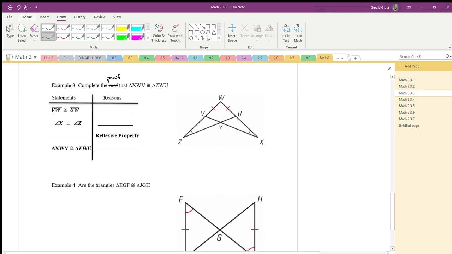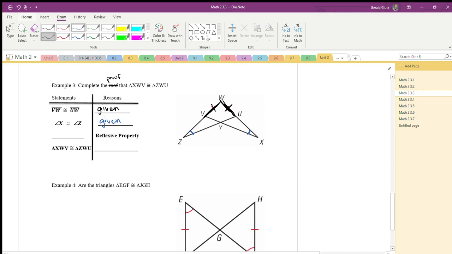So they tell us that VW is congruent to UW. They did tell us that, that is given. So that is true because they have that little tick mark there. So that's given. Next thing they tell us is that angle X is congruent to angle Z. So angle Z and angle X have that little arc there. So that is also given. So far it's been pretty easy, just writing down given things.